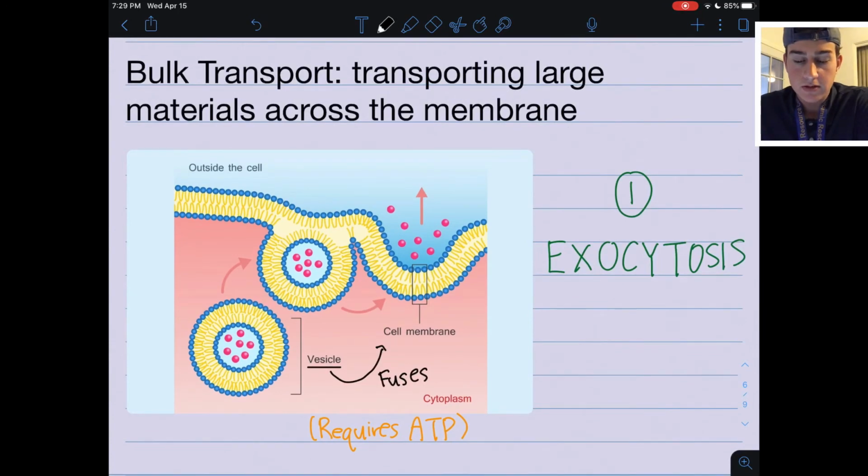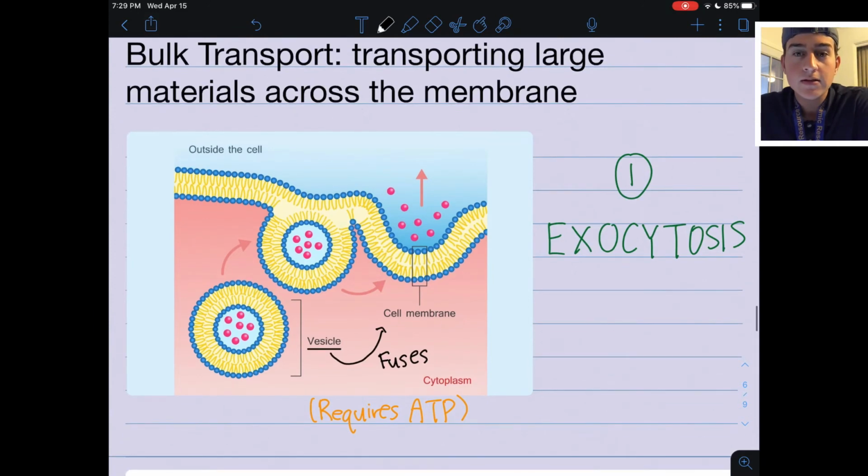The next thing we went over were the different types of active transports, and it falls under the definition of bulk transport, which is transporting large materials across the membrane. And the first one is exocytosis, which is a simple concept to understand because exo sounds like exit, so we know it's just going to exit.